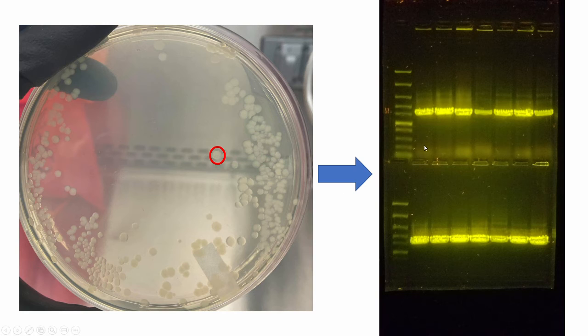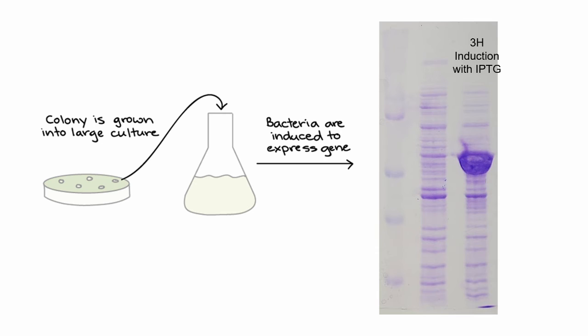So the only difference is instead of a gene template, we use the actual colony as the template. And wherever we see a bright band, this is indicative that our gene is in this colony. So once we're sure that we have a colony that has our gene, we take the colony and inoculate it in 1 liter of media and just let it grow until it reaches that optical density of 0.6.